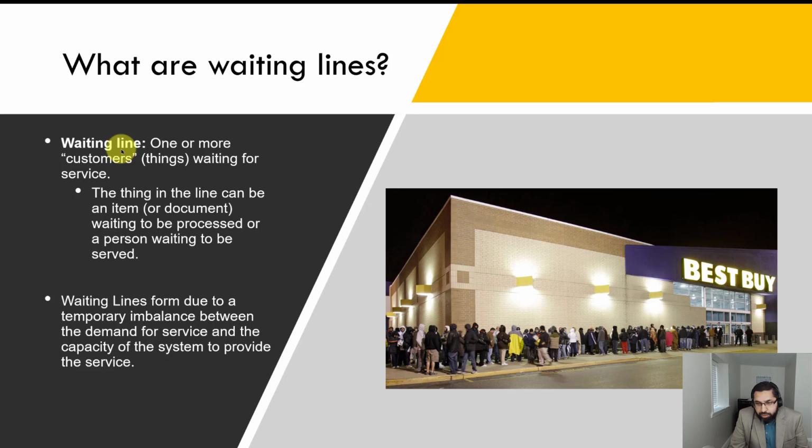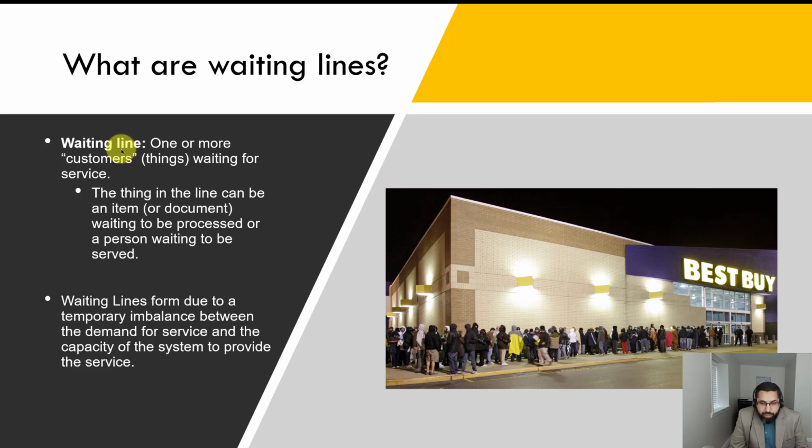We're going to use customers to refer to the objects in the waiting line. The customer could be a person, or the customer could be a document waiting to be signed. The customer could be a part in a factory waiting to be processed. So we can use the ideas we study and the models we develop in multiple settings, whether that be a service setting or a manufacturing setting.